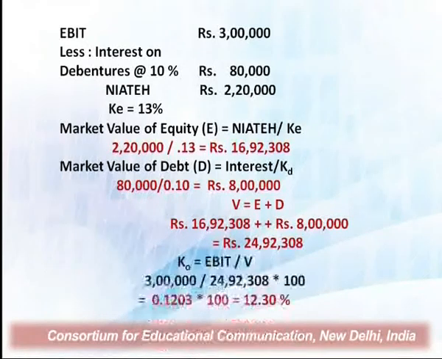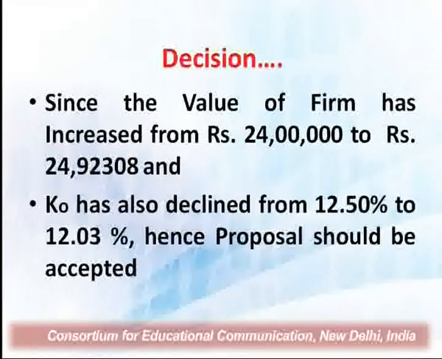The market value of firm now becomes rupees 24,92,308, right? And if we have to calculate overall cost of capital, very simple, EBIT by value of firm, 3 lakh rupees divided by 24,92,308 into 100, the cost of capital becomes 12.30%. Now, with this given value of firm and cost of capital, we have to take a decision whether it should be accepted or not. What is my decision? We have to compare both the values of firm. Since the value of firm has increased from 24 lakh rupees earlier to 24,92,308, it's a positive move.